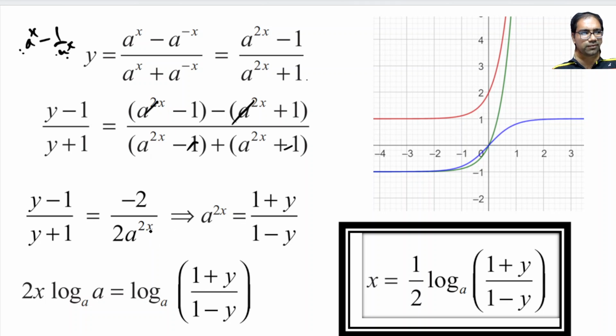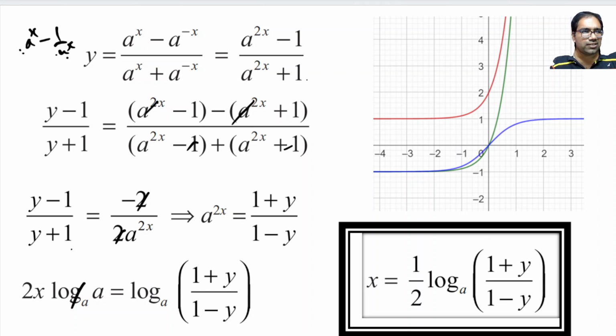So what does that mean? If we just invert this, then a^2x will be (1 + y) by (1 - y), because there's a minus here. So if we take log on both sides, 2x log a to the base a will be equal to log of (1 + y) by (1 - y), and log a to the base a will be equal to 1. So x will be equal to half of log to the base a of (1 + y) by (1 - y). Now instead of y, we can replace this with x, and that is the final function. That is the inverse.